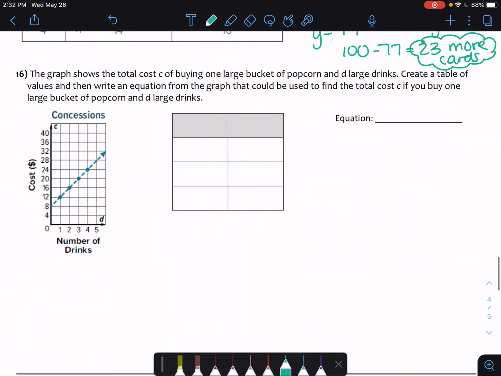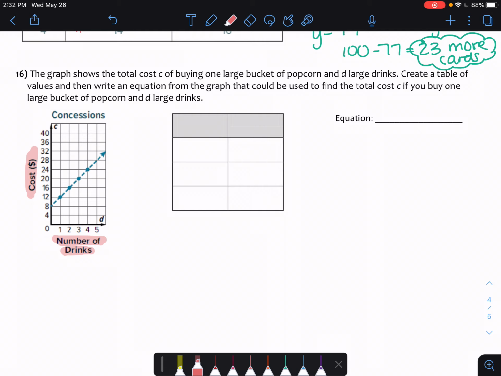Number 16 says the graph shows the total cost of buying 1 large bucket of popcorn and D large drinks. Create a table of values and then write an equation from the graph that could be used to find the total cost if you buy 1 large bucket of popcorn and D large drinks. So we're writing an equation from the graph in this one. Remember that our independent and our dependent variables can come from the graph. They can also come from the data given to you in the problem.